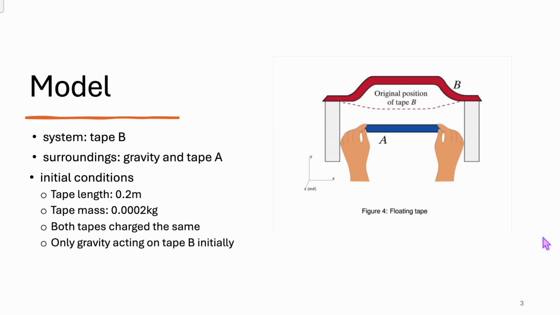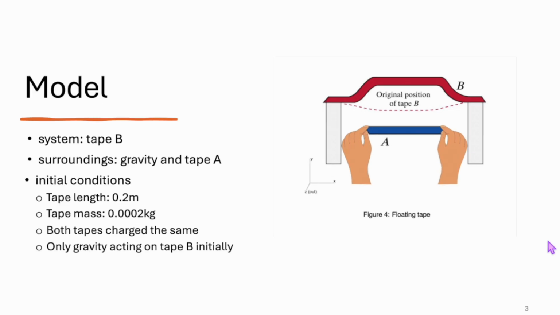The system is tape B and the surroundings include gravity and tape A. The initial conditions were that both pieces of tape were 0.2 meters in length. They both had a mass of 0.0002 kilograms. Both tapes are charged the same, and we can reasonably assume this because we charged them in the same method, given that they're the same mass and length. And the only force acting on tape B initially is gravity. The experiment we performed is shown on the right.